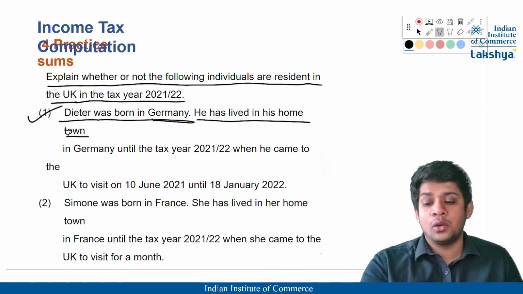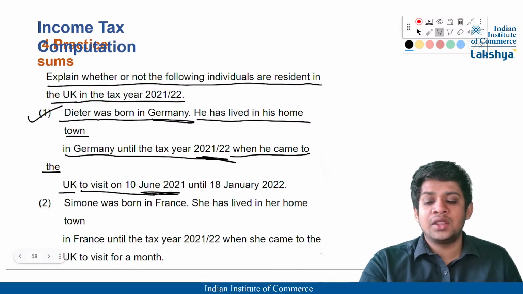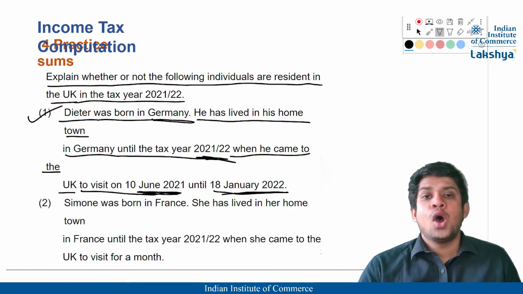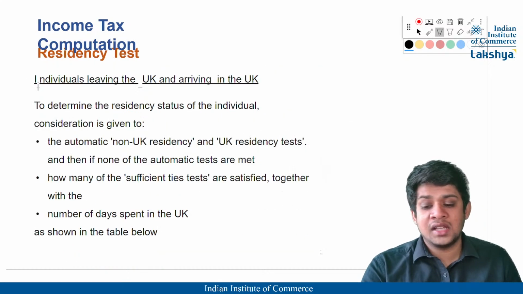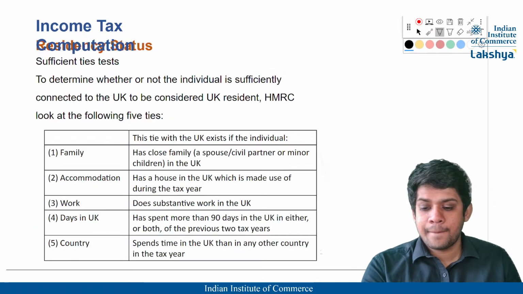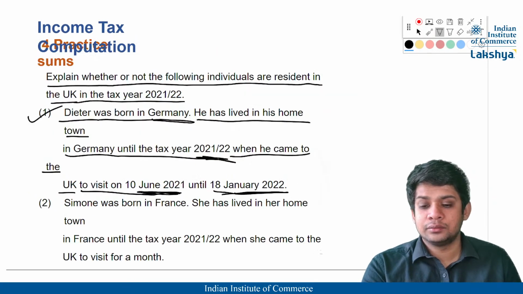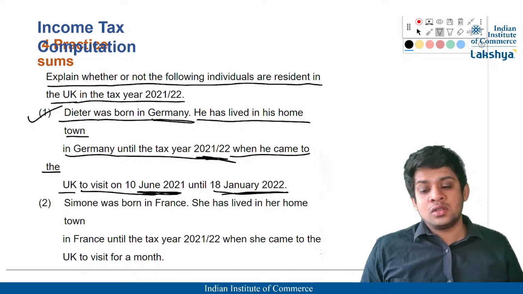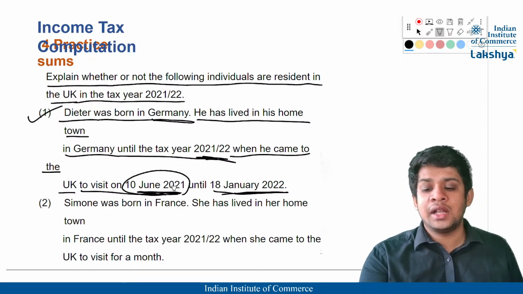He has lived in his hometown in Germany until the tax year 2021-22, when he came to the UK to visit on 10th June 2021 until 18th January 2022. Always remember, guys, for your days to be counted, it must have been shown somewhere. Okay, if in case it isn't, for the days to be counted in UK, you have to take the nights also, right? So technically he visited on 10th June, correct?